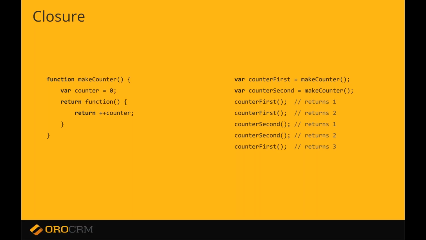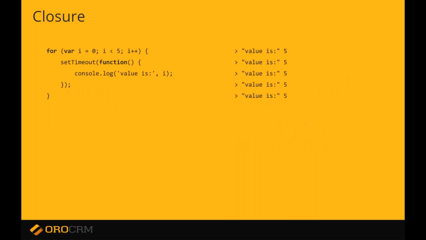And on the right side of the screen, you can see the use of makeCounter. So we created two counters, first and second. And when we execute them, we will see that each of those functions has its own counter variable inside that will be increased each time we invoke the function. This is how closure works. So when a function is created, it preserves a reference to the parent scope.